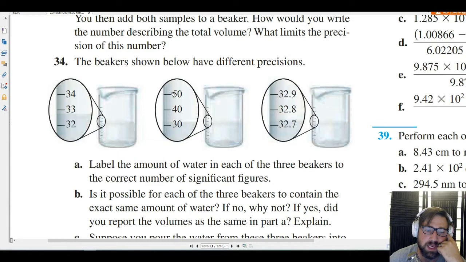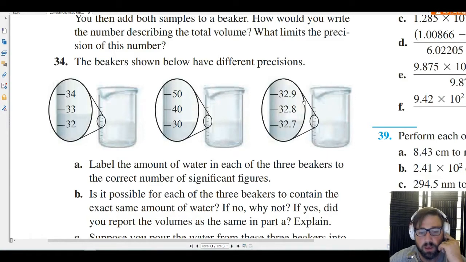And here, now the markings are on the tens place, so we can actually go to the ones place. This looks like it's about 32. And here, this goes to the tenths place, so we can estimate to the hundredths place. If the water's here, this is 32.7, we'll say 3, 32.73. So there's that. It looks like all of these are actually the same amount of liquid. We just changed the beaker to get more precise.